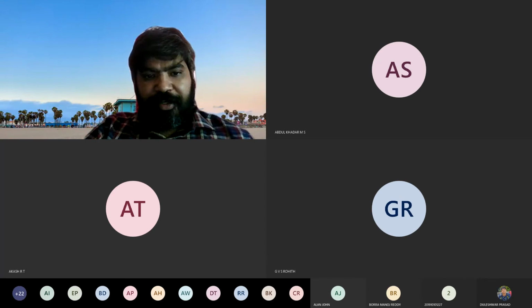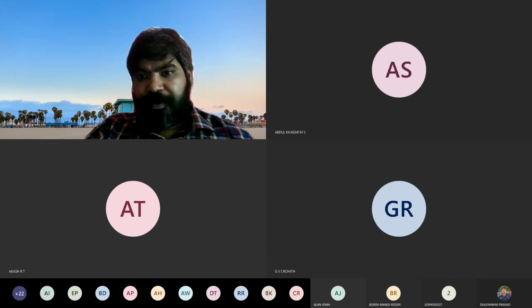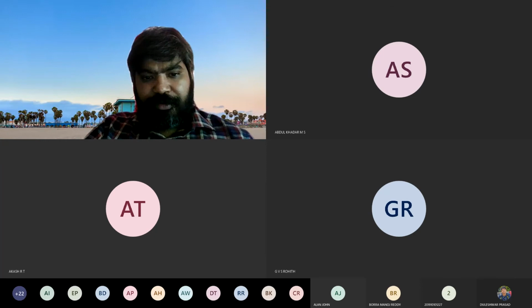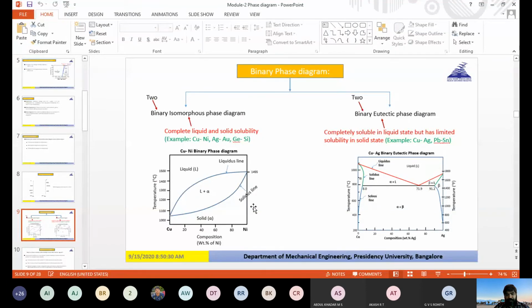So let me again clear these things with the help of PPT. Let me share the PPT with you. So you can see here the same thing is shown over here. If you take 20% nickel and 80% copper, then the melting starts over here and completes over here. If you take 40%, the melting starts over here, completes over here.